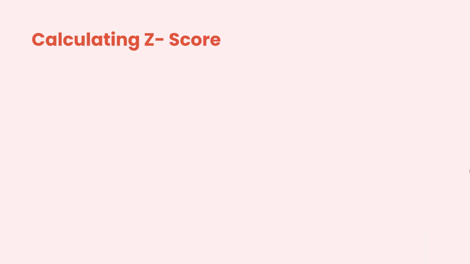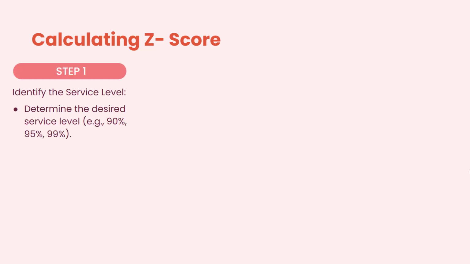Now let us understand how to calculate z-score. Step number 1 is to identify the service level. You need to determine the desired service level. The service level in relation to z-score determines the probability of not running out of stock during the lead time.